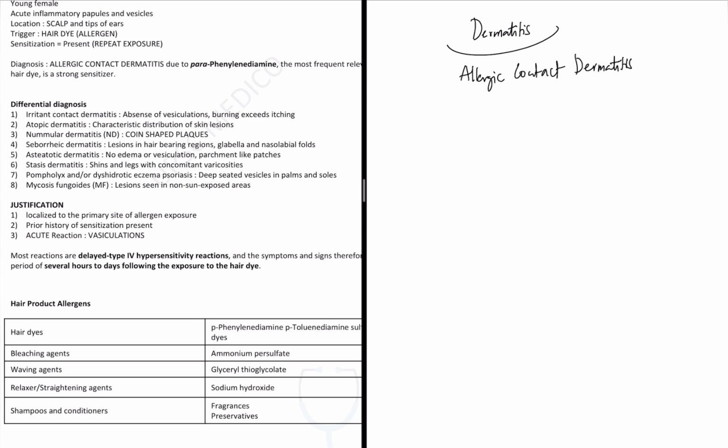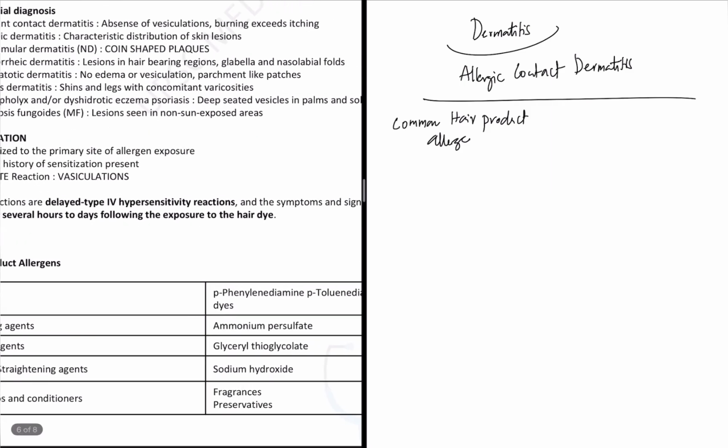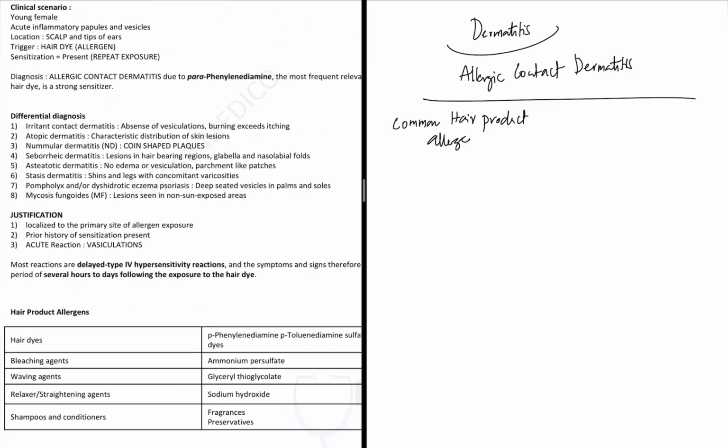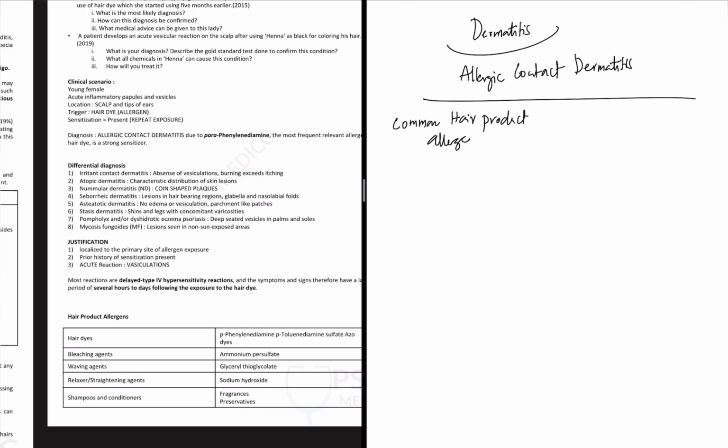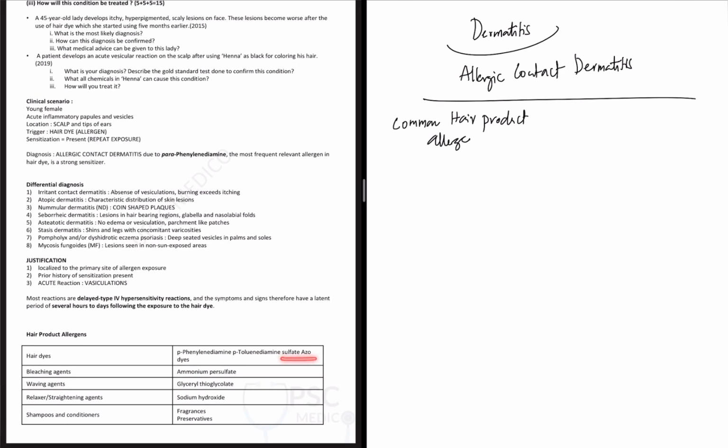Now coming back to what kind of future potential questions can come. There are common hair product allergens which are important, that you need to know. One is hair dye that we mentioned here, which contains paraphenylenediamine or p-toluenediamine sulfate, azo dyes.